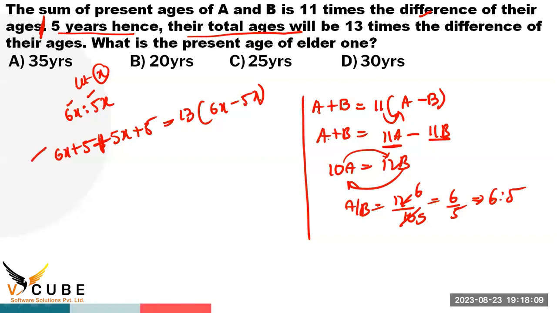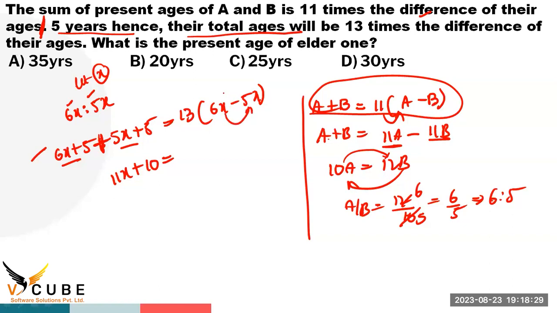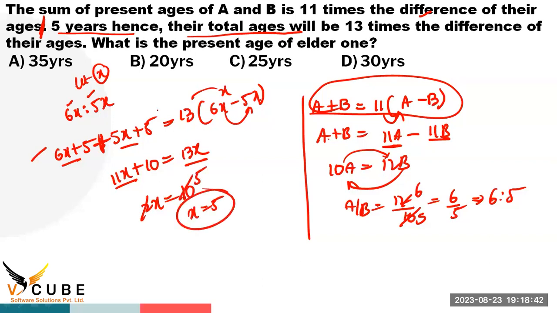Okay, it is formation, and if done simply, in two steps we get the answer. Right, excellent. 6x plus 5x is 11x, 5 plus 5 is 10. Guys, all of you please mute yourselves. Next, 6x minus 5x is x, x into 13 is 13x. 13x minus 11x is 2x. 2x is equal to 10, 2 fives are 10, x is equal to how many years? 5 years. We have to find out the elder one's age. Elder one is how many parts here? 6x, 6 into 5, 6 fives are 30 years. That's why option D is the right answer.